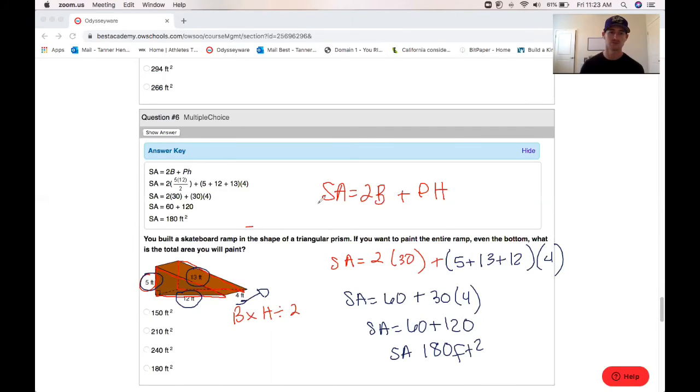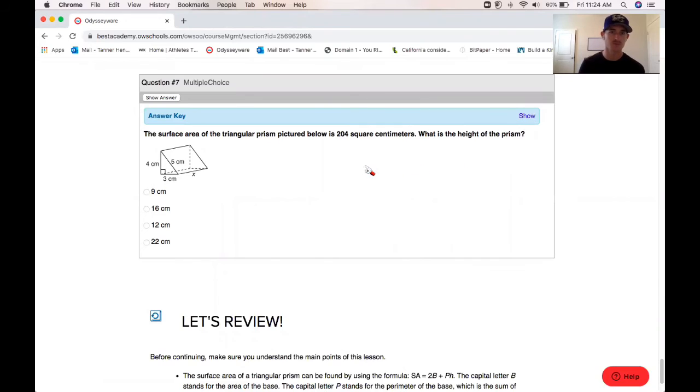All right, we got a fun one for the last one. We don't know the height of this prism, so we're solving for this right here. So do everything else the same with the formula. Surface area equals 2 base plus perimeter times height. So let's plug in everything we know. So surface area is going to equal 2b, so 2 of our bases, 4 times 3, which is 12.